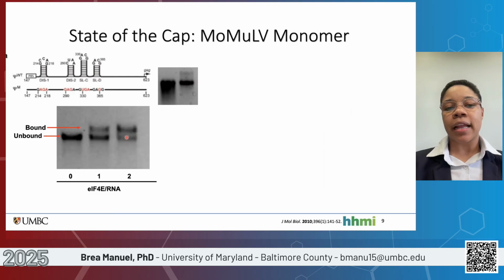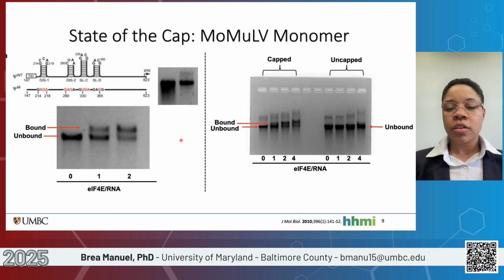But again, this was a locked monomer, and we also would like to study the native monomer of that MLV RNA. So we repeated this study with the capped native monomer that no longer has these dimer-promoting regions, so we should get dimerization at these hairpins. And in those conditions, as we introduced eIF4E and titrated it in, we again noticed an appearance of that slower migrating band, indicating that the eIF4E protein is binding to the monomeric RNA.